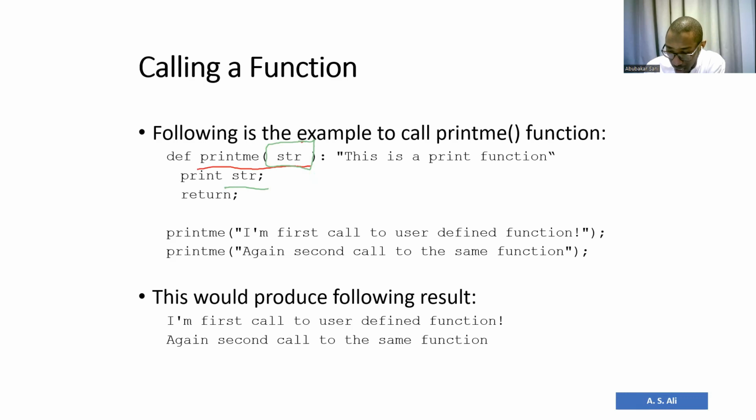This is what will happen when I say print me. First call to the user defined function. Again, second call to the same function. It's going to just keep printing everything I pass when I use print me. All of this is the argument. This is also the argument I'm passing, and the argument is what is string.